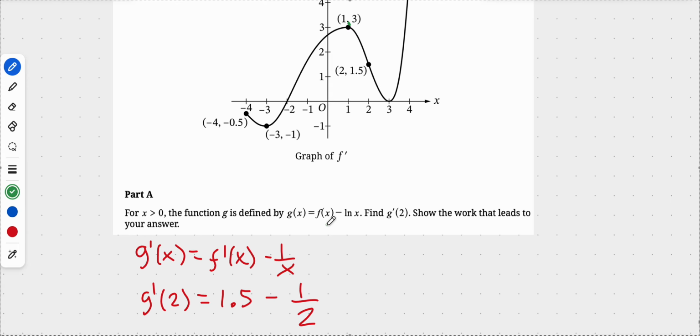Okay, so you have to find the derivative of g. The derivative of f is f prime, and the derivative of natural log of x is 1 over x. Cool, now we have to plug in 2.